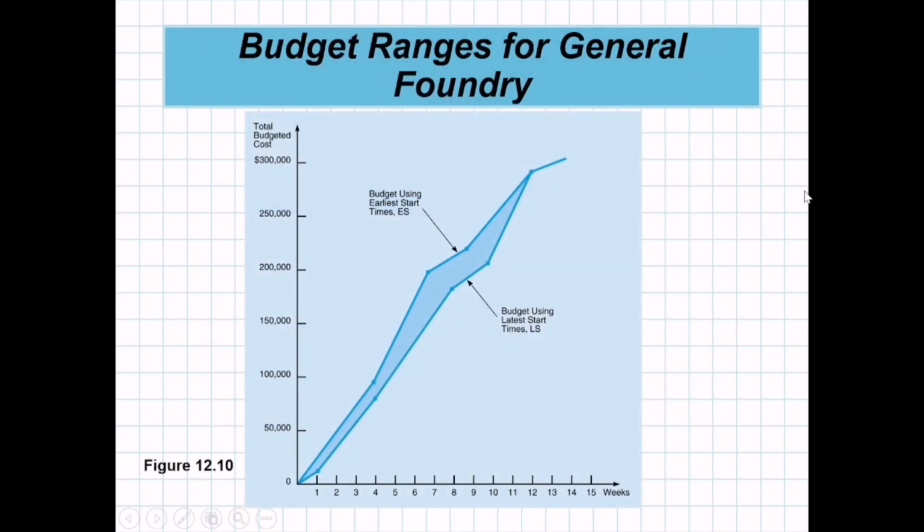So what's the difference between using the earliest start and the latest start? When we use budgeting using the earliest start, our budget is spent early on. You spend it at the start of the week. Okay, you spend it right away, even before the project has started.